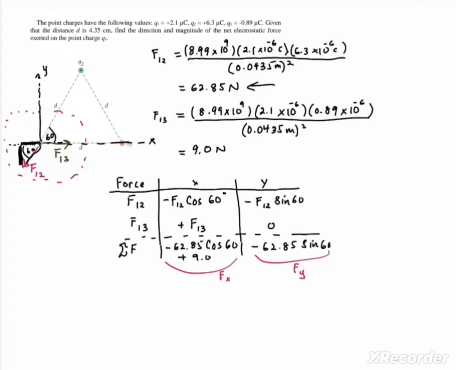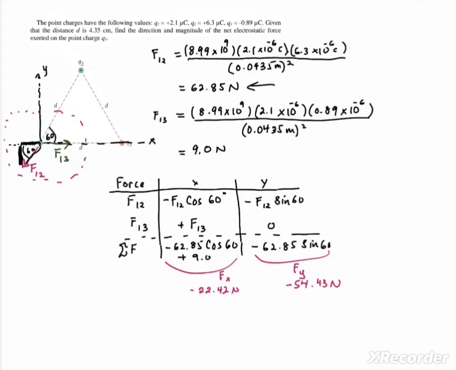And before that, let me write down the numbers here. If you calculate this x value, it's going to be negative 22.49 N. And then for y, this is going to be negative 54.43 N. So that is our x and y components.